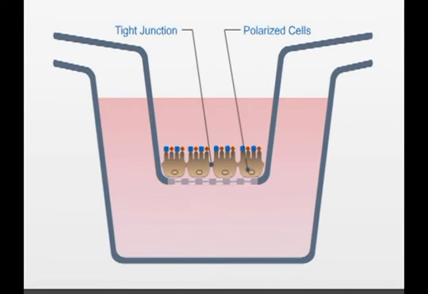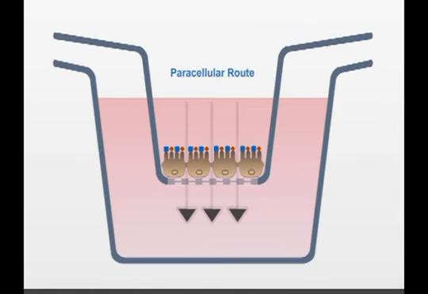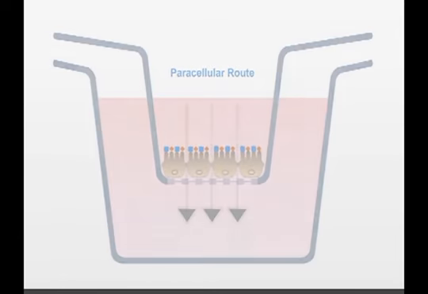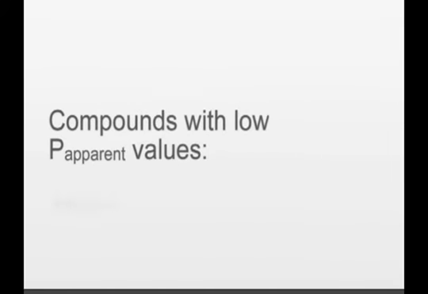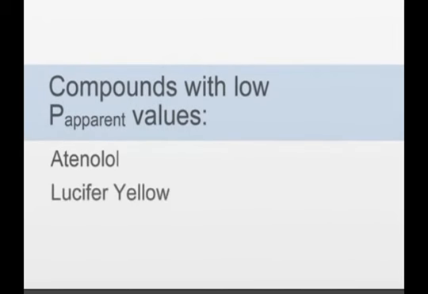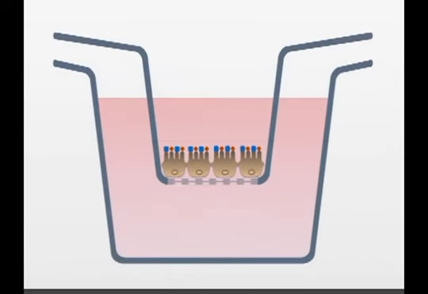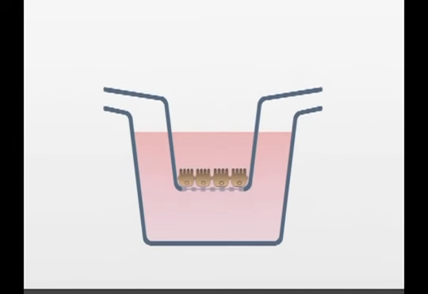Some compounds cross the monolayer primarily through the tight junctions between cells, also called the paracellular route. Because tight junctions occupy only a few percent of the total surface area of the monolayer, such compounds have low P apparent values. Atenolol and lucifer yellow are examples of such compounds. Any breach of monolayer integrity leads to a dramatic increase in the permeability of these compounds, which is why they are used as controls in the CACO-2 assay. Highly permeable compounds, in contrast, move primarily through the cells.